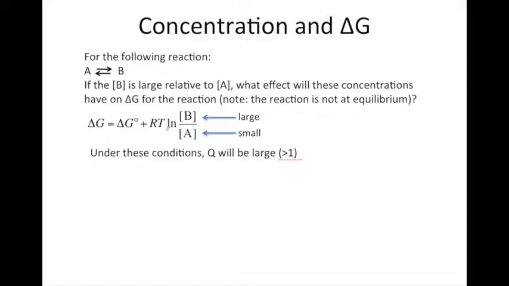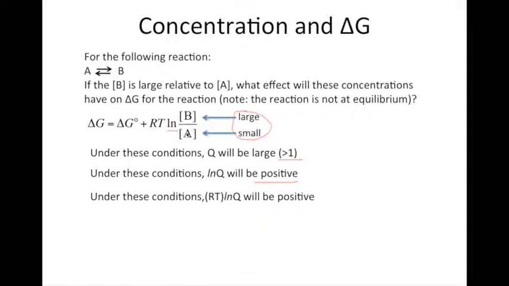What if we take the natural log of a number that is greater than 1? You can play around with that in your calculator, but you'll see that any number that's greater than 1, if you take the natural log, will always be positive. So under these conditions, large B and small A, the natural log of Q will always be positive. Now, if we multiply that times RT, these values are positive, so we'll end up with a positive value overall. Essentially, we're going to add some positive number to delta G standard. If we add some positive number to delta G standard, that will give us a delta G that is bigger than delta G standard, more positive.